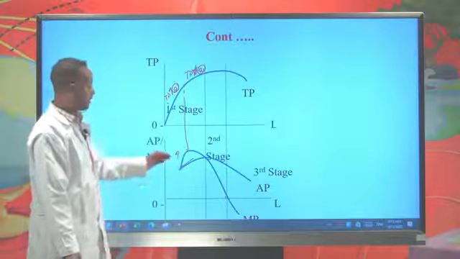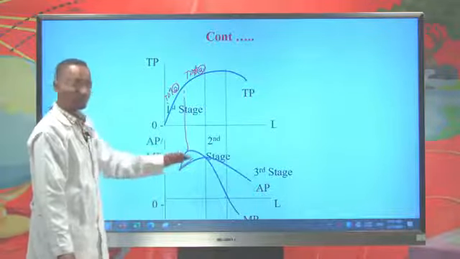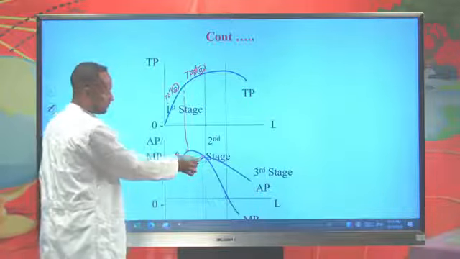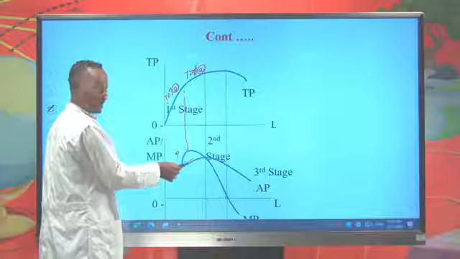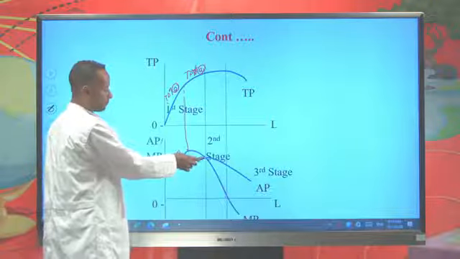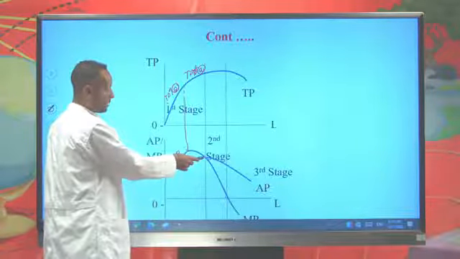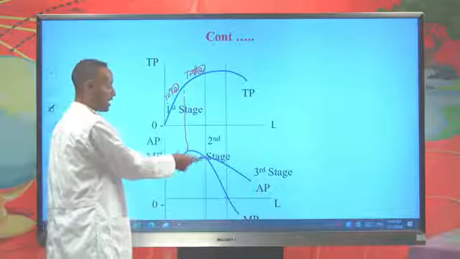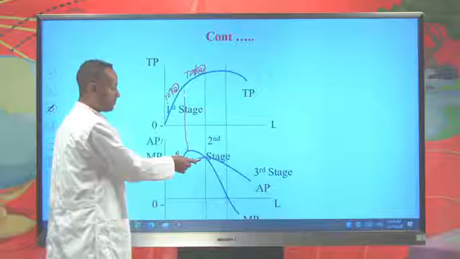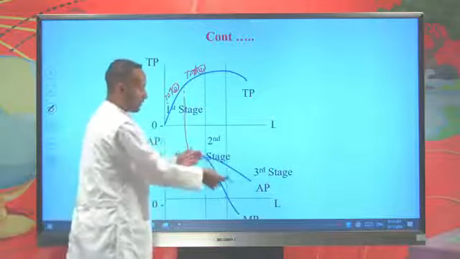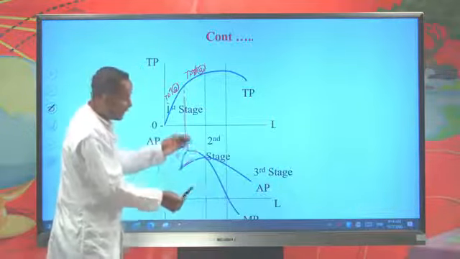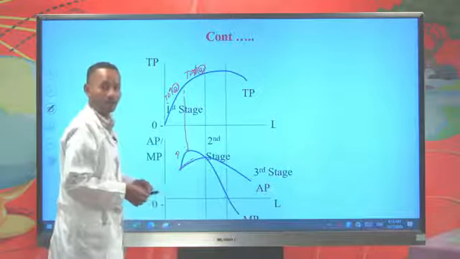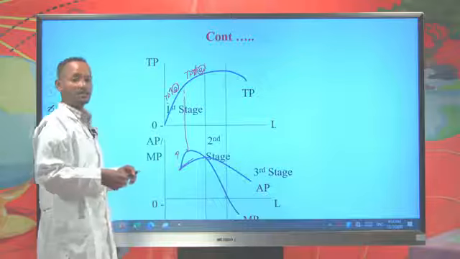Whenever MP is above AP, AP increases. At this point, the average product of the variable input labor is at its maximum point. And whenever AP equals MP, then the AP curve is at its maximum. Beyond this point, the average product of the variable input labor is above marginal product. And whenever AP is above MP, then AP decreases.